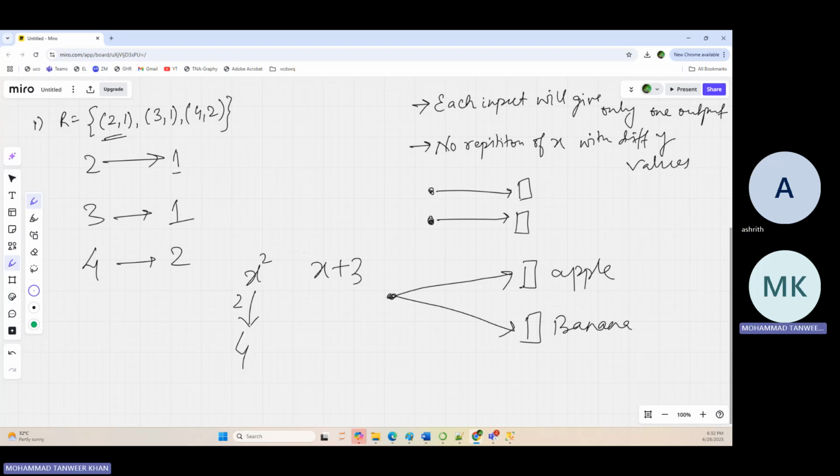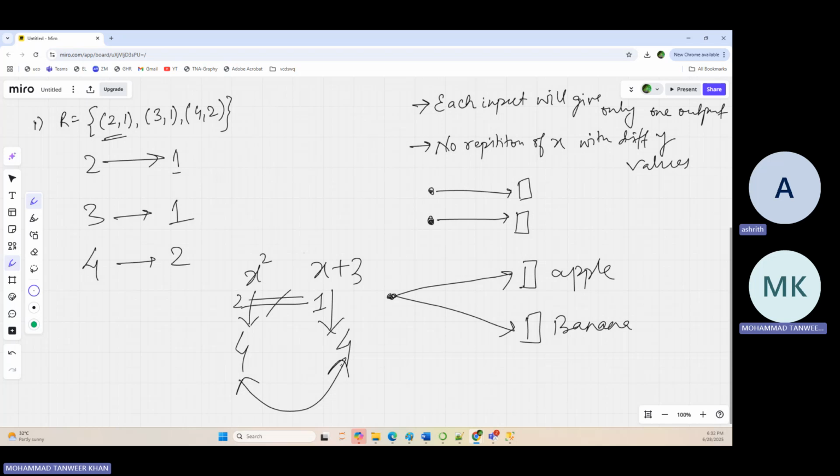Four. 2 square is 4. If I take the value of x as 1, what will be the output? Four. They both give the same output, no? Yes, but the inputs are different. This is 2, this is 1. Two different inputs, but the same output. This is possible. This is allowed.